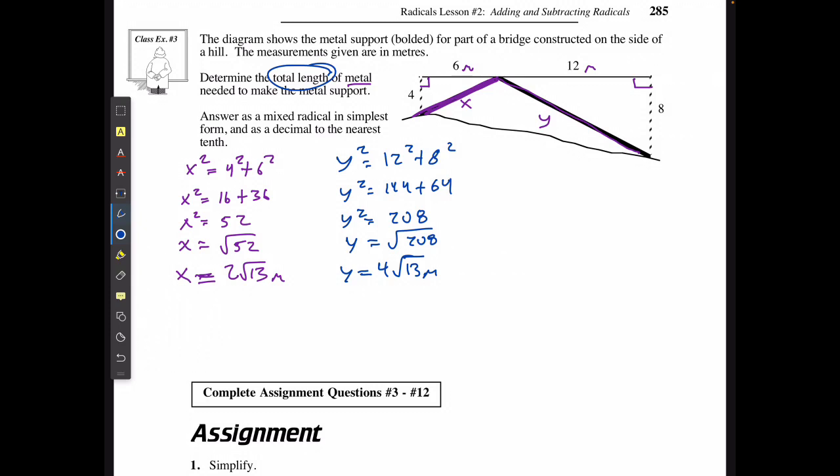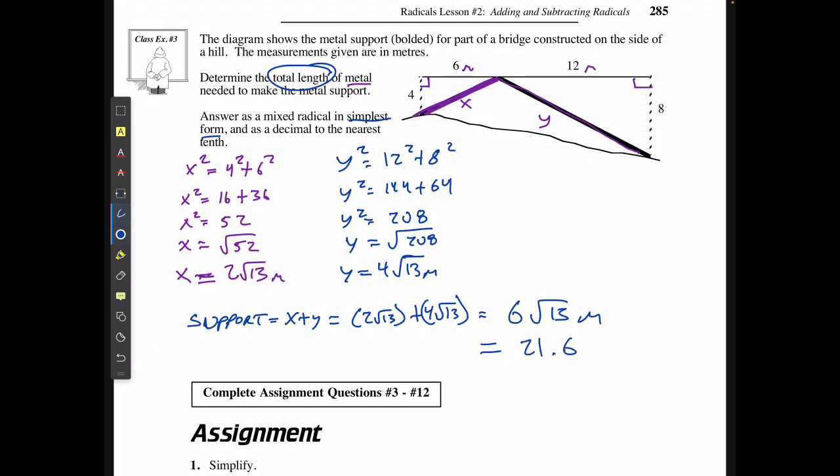So I'm going to say that the support is equal to x plus y, or 2 root 13 plus 4 root 13, which is going to give me 6 root 13 meters. There is my simplest form. If I do it as a decimal, then 6 times the square root of 13 is going to be 21.6 meters, to the nearest tenth. And there's my answer.